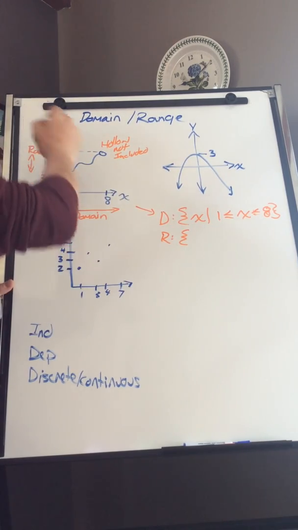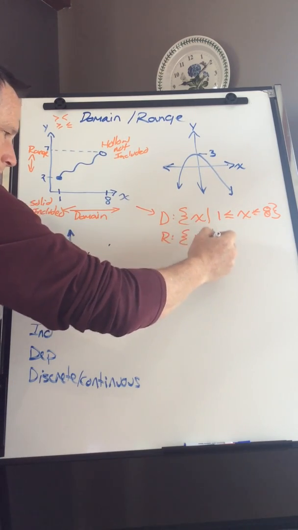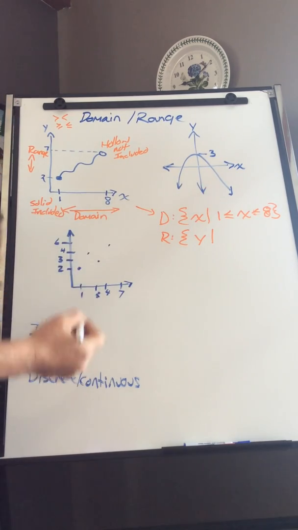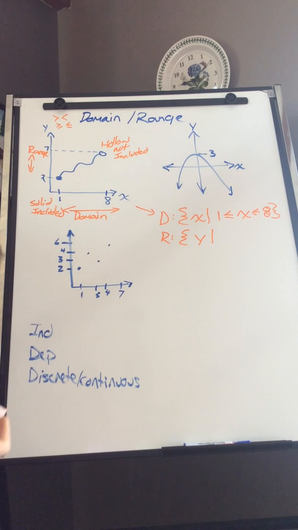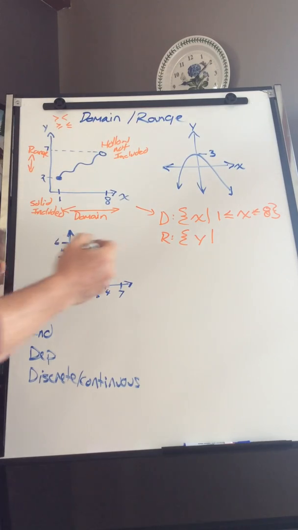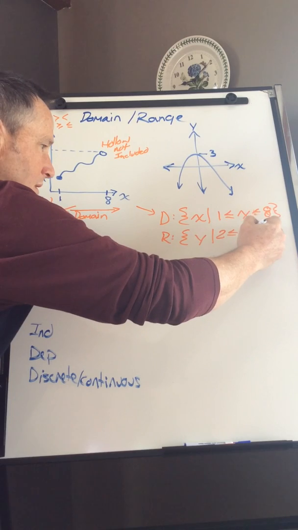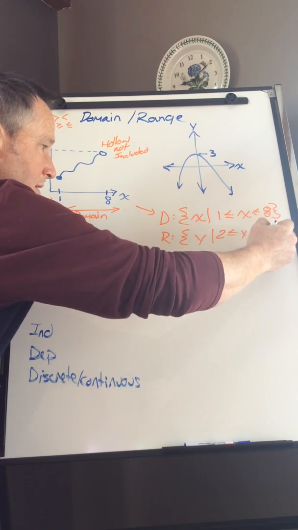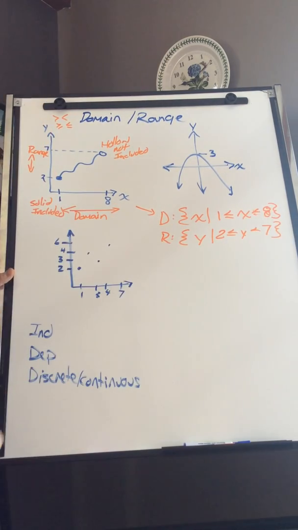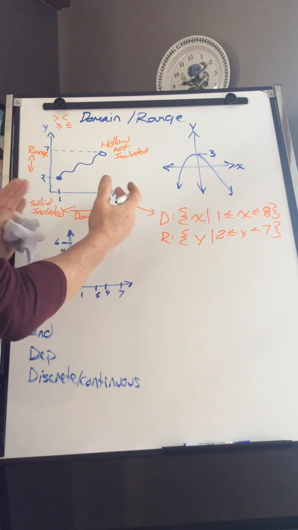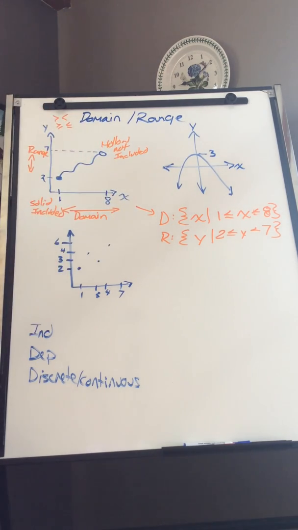Range. It's vertical, so it's Y. I'm talking about X, talking about Y. Now what's it doing? It's going from 2 to 7, but 7's not included. So 2 is less than or equal to Y, which is less than 7. I always do it this way for domain, this way for range.